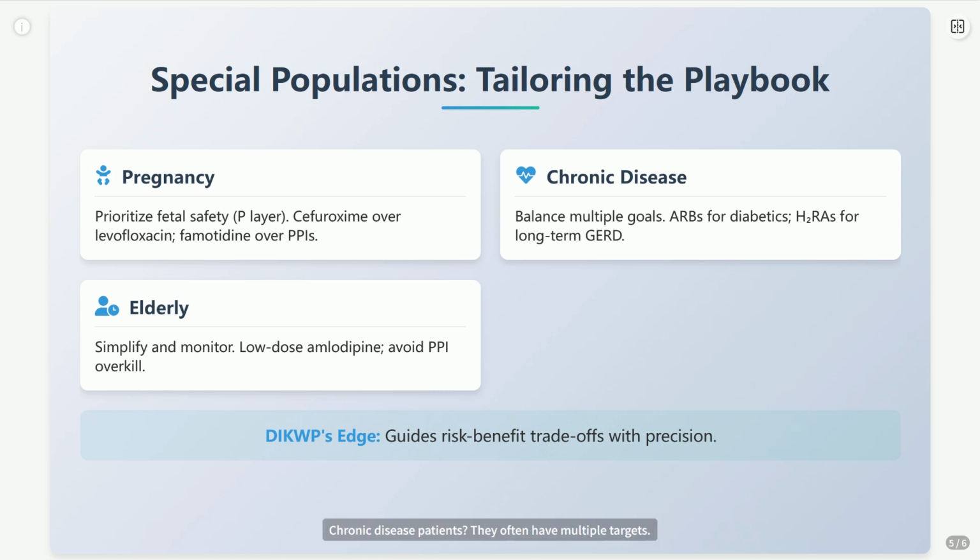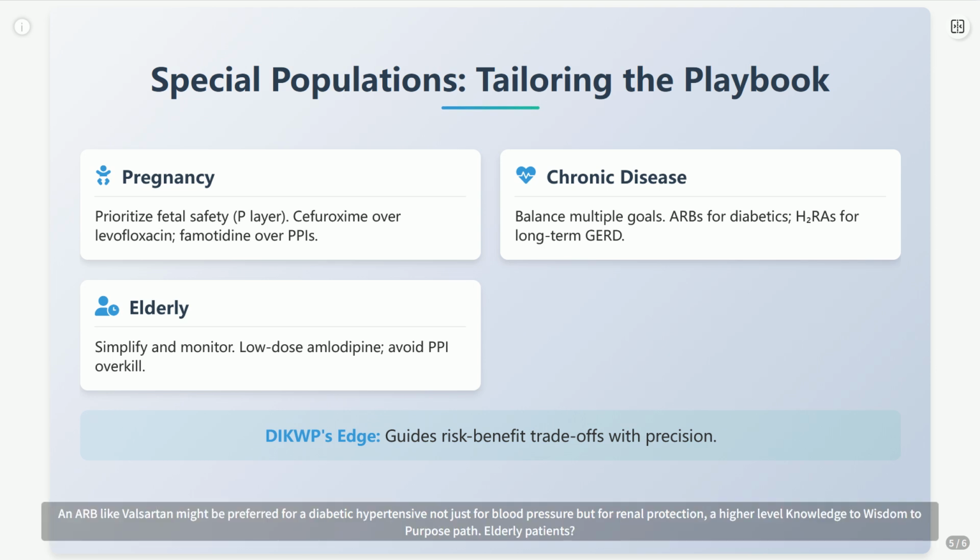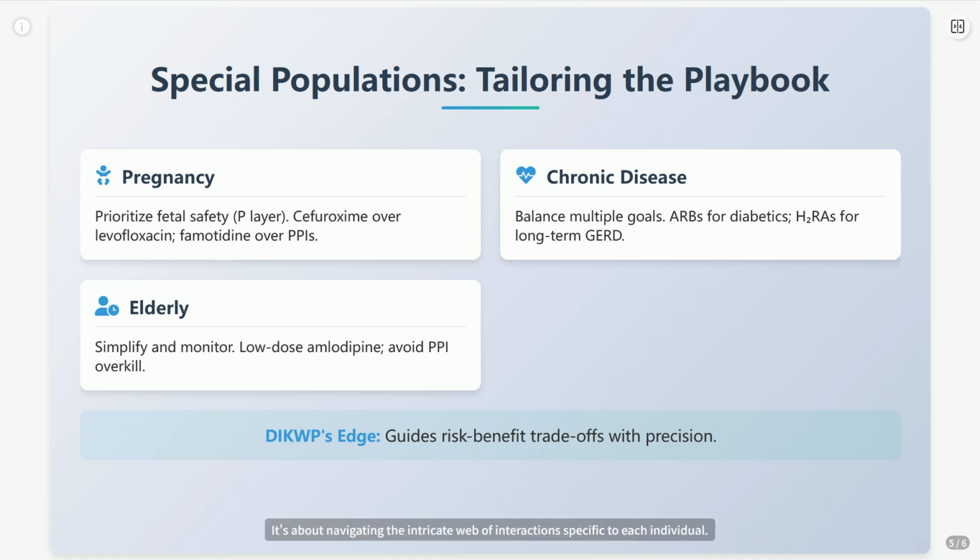Chronic disease patients? They often have multiple targets. An ARB like valsartan might be preferred for a diabetic hypertensive, not just for blood pressure but for renal protection, a higher level knowledge to wisdom to purpose path. Elderly patients? Polypharmacy is a nightmare. DIKWP guides us to simplify, start low, monitor closely, and favor agents with fewer interactions or risks, like amlodipine for hypertension or H2RAs for GERD over long-term PPIs. It's about navigating the intricate web of interactions specific to each individual.